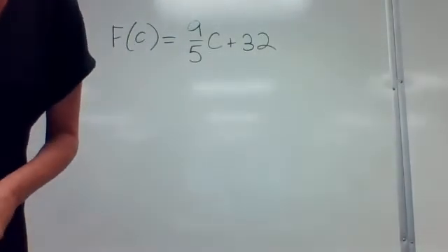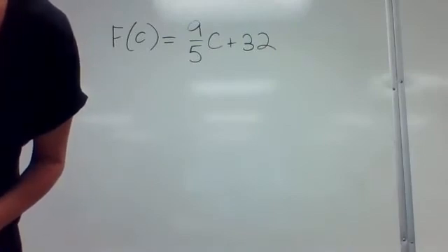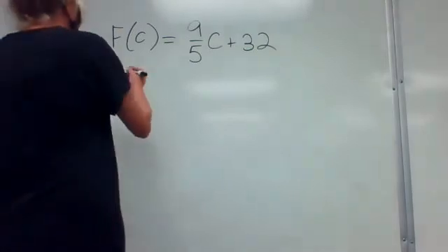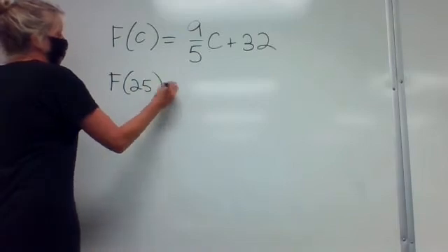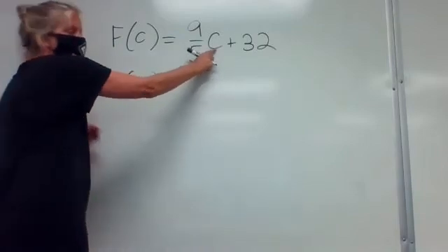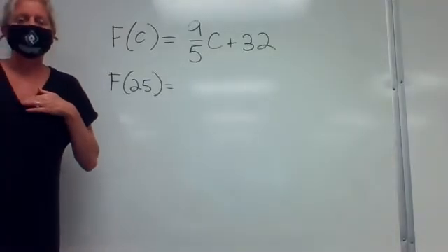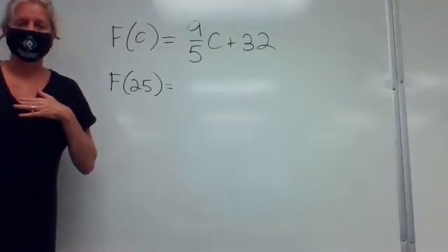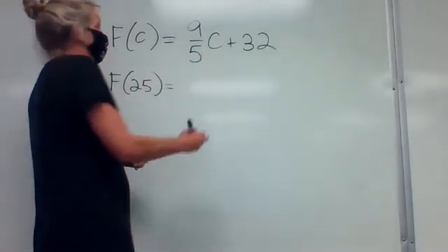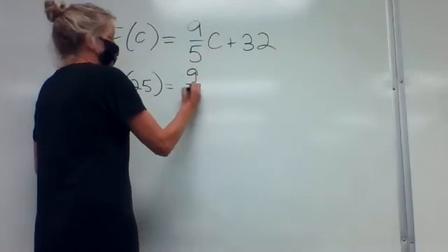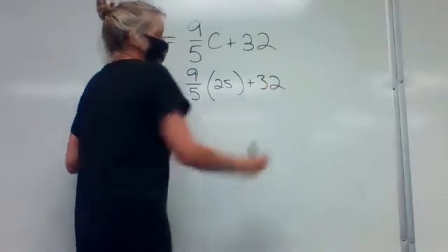Okay, so this says find the Fahrenheit temperature equivalent to 25 degrees Celsius. So in other words, we're going to find F of 25. We are finding what 25 would do if I put it in the Celsius spot. If it's 25 degrees Celsius, let's replace this Celsius with 25. So we'll have 9/5 times 25 plus 32.